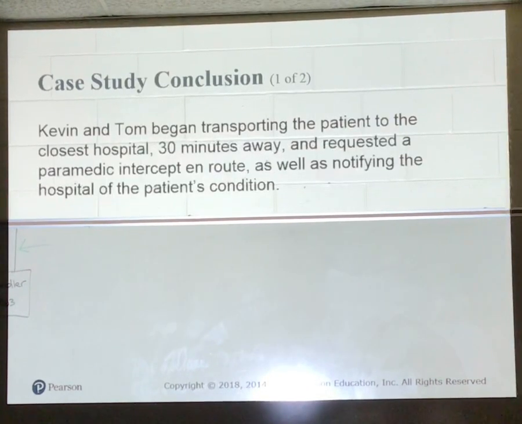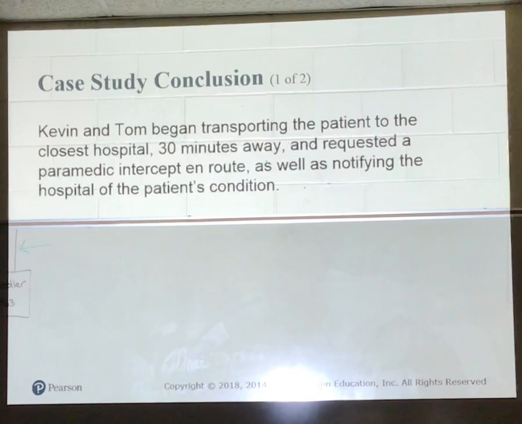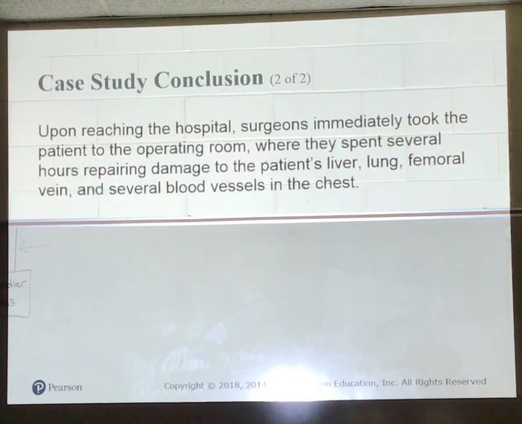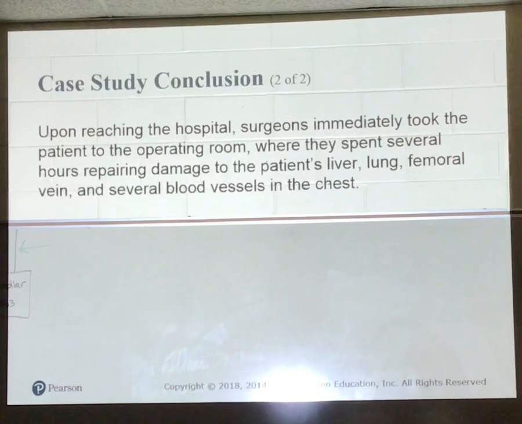Kevin and Tom begin transporting the patient to the closest hospital, 30 minutes away, and request the paramedic intercept en route, as well as notifying the hospital of the patient's condition. Upon reaching the hospital, surgeons immediately took the patient to the operating room, where they spent several hours repairing damages to the patient's liver, lung, femoral vein, and several blood vessels in the chest.